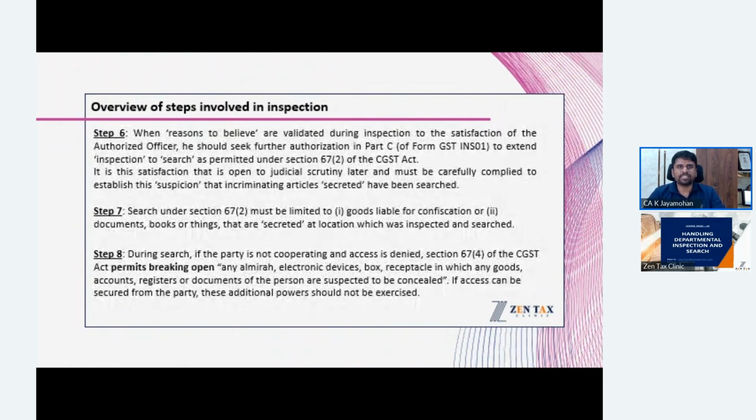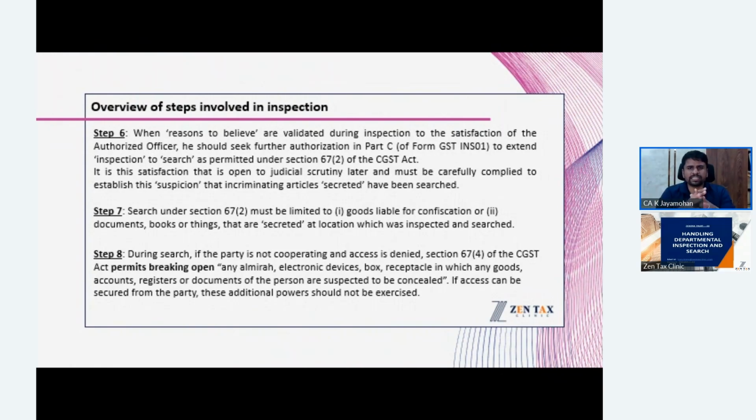Say the reason to believe is validated by the officer, and further approval is also obtained in Part C. At that point, a search exercise is being initiated by the officers. At that point of time, what is the recourse available for you? During the proceedings, you have to provide your full support and give access to all the places which are available physically within the premises to the officers. It is very, very important that you are very cooperative with the officers, give access to the ERP systems, computer systems, and also the physical files if they have been kept elsewhere. You cannot just tell them that it is not available, it is kept at some different place, and agitate the officers.